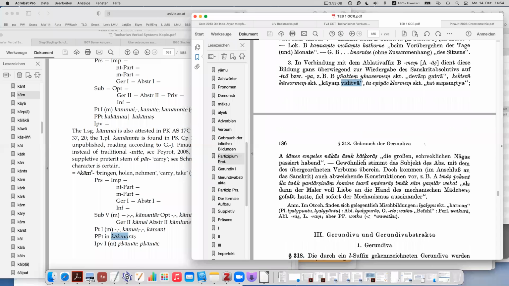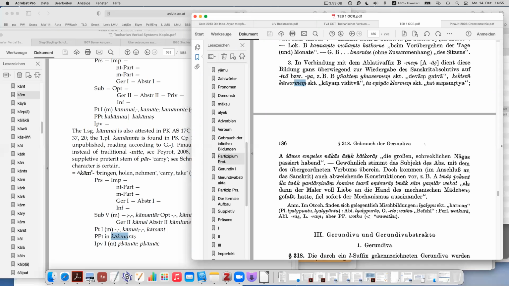Okay, so this is Tocharian B. You have a man suffix for ablative, and then in Tocharian A we have another example. It's called Shawes, Empedes, Nakas, Asuk, Kutkodesh. So Shawes actually means big. Empedes means schrecklich, and Nakas is accusative plural of Naga. It's a Sanskrit word.